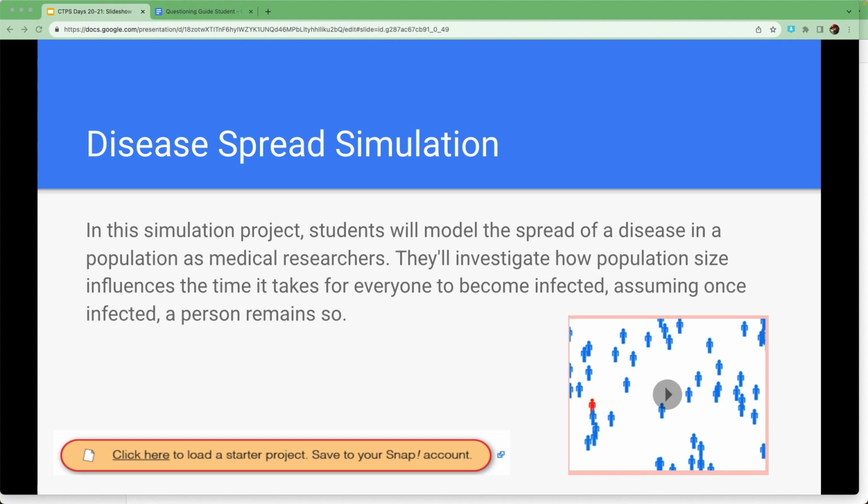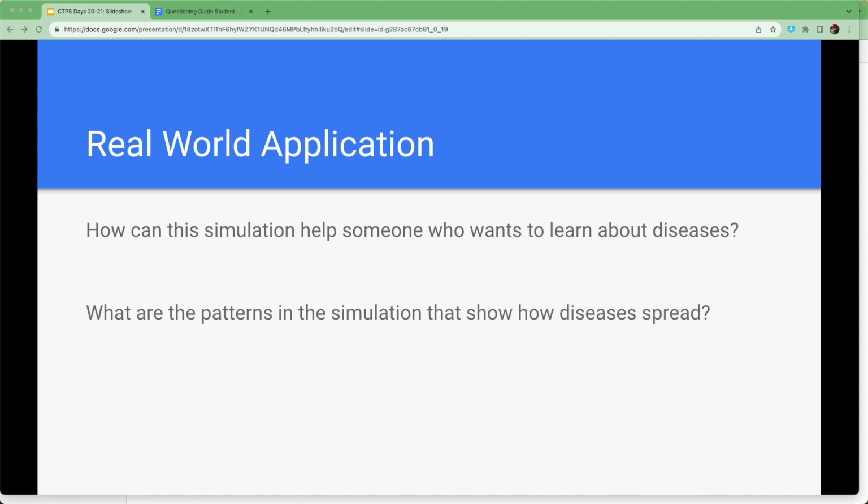So based on that, we got a couple questions to start the day with. So on the Edpuzzle, take a moment and answer these questions. How can this simulation help someone who wants to learn about disease spread? And the second part, what are the patterns in the simulation that show how diseases spread? So take a few minutes, think back to the program from yesterday. I'll link it here above the questions. Take a moment and answer those 2 questions, and I'll go back and address some possible answers after you take a shot at it.